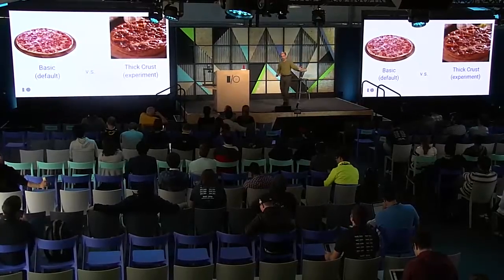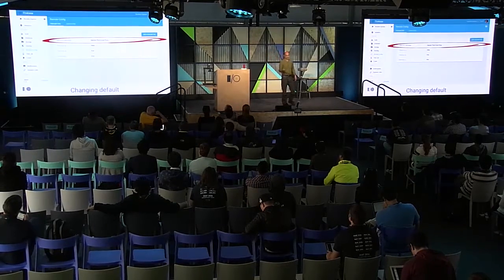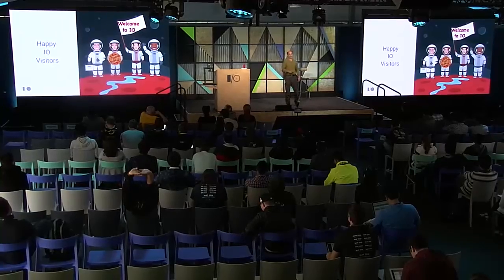Okay, so what's the vote? Is it going to be basic pizza or is it thick crust pizza? I think the users there were very sophisticated and they liked thick crust pizza. So now we want thick crust pizza to apply to everyone. So we go back to remote config, we get rid of the condition, and we make the default value thick crust pizza, and now everybody gets thick crust pizza. So we did our experiment, we got our results, and we set our default. And as you can see, they're pretty happy with their thick crust pizza.